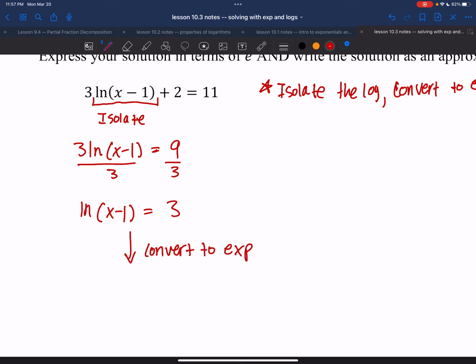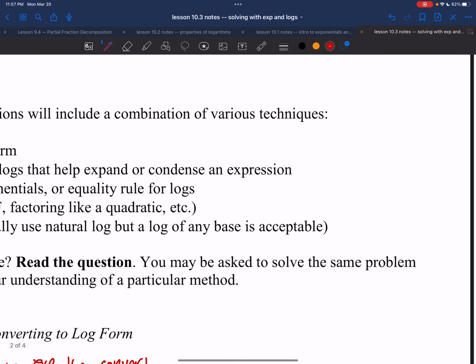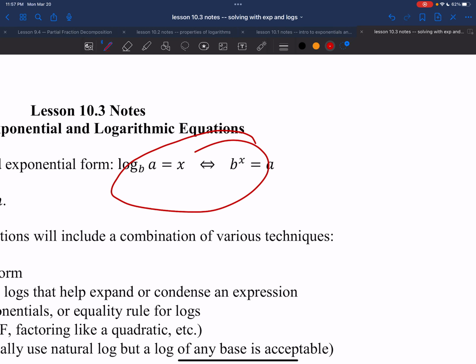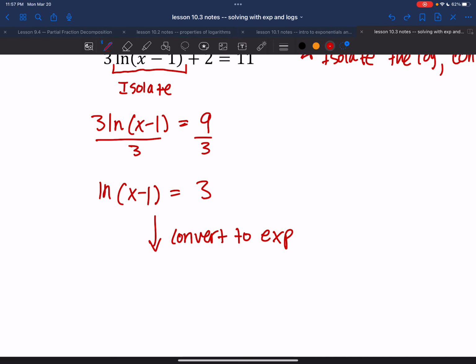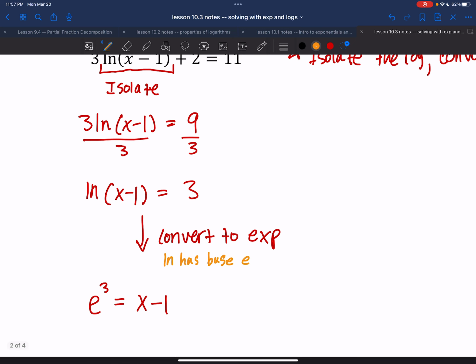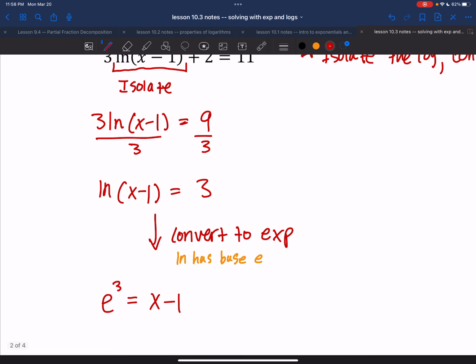Now that you've isolated the log, you can convert to exponential. And you convert to exponential using that exact same rule. I'm going to scroll right back up to it. You use that rule, okay? Convert to exponential and use that to solve. So I see that the base of natural log is e. So it's e to the power of 3 equals x minus 1. You say ln has base e.